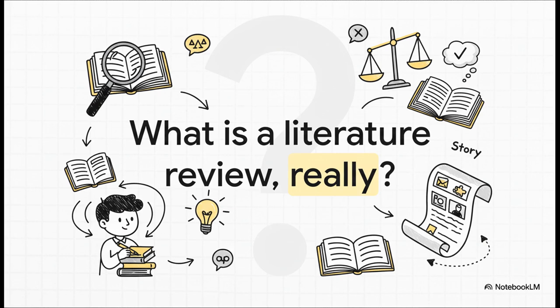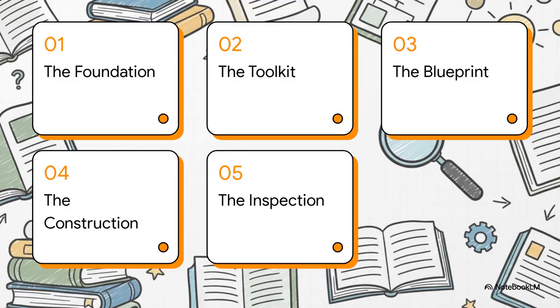powerful package. So here's our roadmap for today. We'll start with the foundation, just to make sure we're all on the same page about what a literature review actually is. Then we'll open up the toolkit and look at the different types of reviews you can do. After that, we'll get to the real heart of it, the blueprint, a 6-step process you can follow. From there, we'll talk about the construction, how to actually write the paper. And finally, we'll do a quick inspection of the most common mistakes so you know exactly what to avoid.